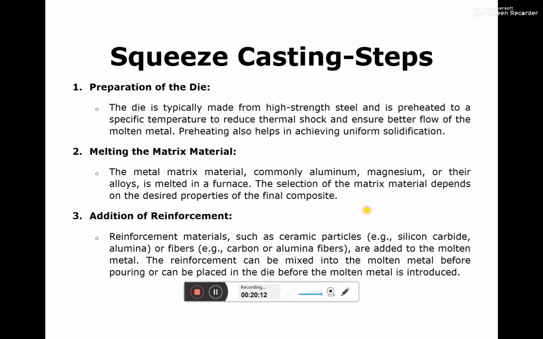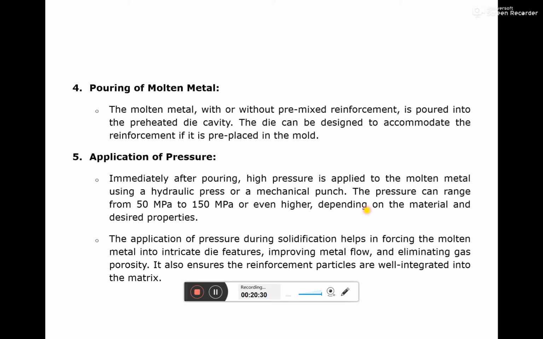Even after adding this reinforcement, we can stir, like in stir casting. There also, with that particular setup, you can stir the reinforcement in the matrix, and proper distribution of reinforcement should be achieved by this stirring action. And after that we'll pour the molten material into the preheated die cavity. As already mentioned, to maintain wettability we are preheating the die. So in that we are pouring the molten composite mixture.